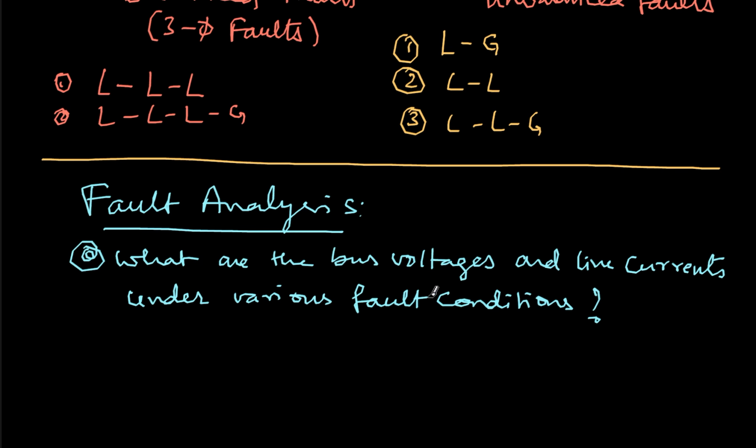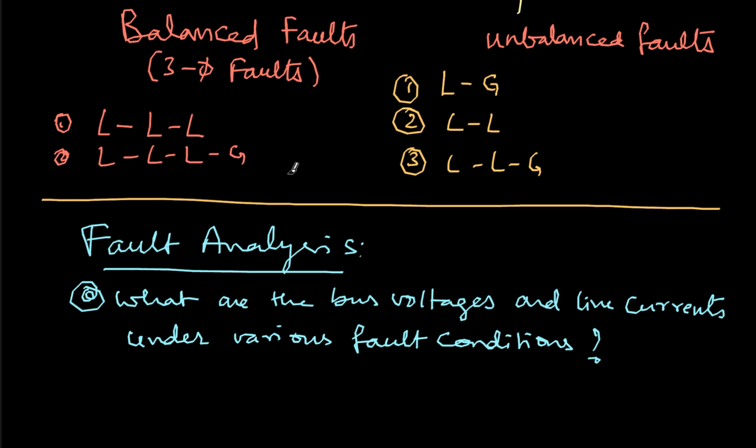That means when the system is operating under normal condition, there is no fault, and there are some voltages and currents that we are not worried about. Then suddenly there is a fault, three line fault or LLG fault or whatever. Under that condition, or even unbalanced faults, following the fault, how the bus voltages and line currents will change is the question. So can you imagine what happens to bus voltages?